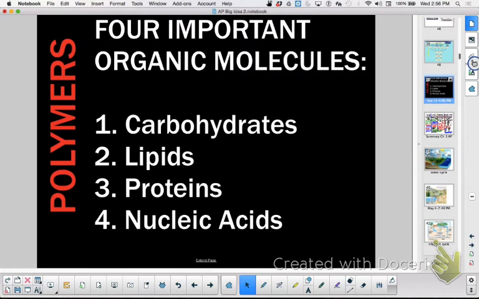How many different amino acids? 20. Do you remember the structure of an amino acid? Central carbon, hydrogen, an R group, a carboxyl group, and an amino group, right? Okay, and nucleic acids are built out of nucleotides.